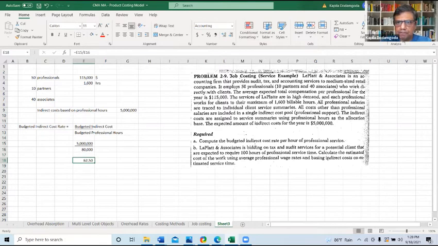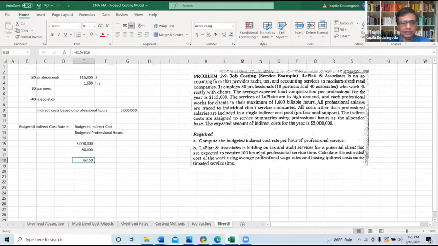Then they say, this is only just to get the concept, right? This company is bidding on tax and audit service for a potential client that is expected to require 100 hours of professional service time. Calculate the estimated cost of the work using average professional wage rate and basing the indirect cost on estimated service time. So they are bidding for a 100 hour professional service job.